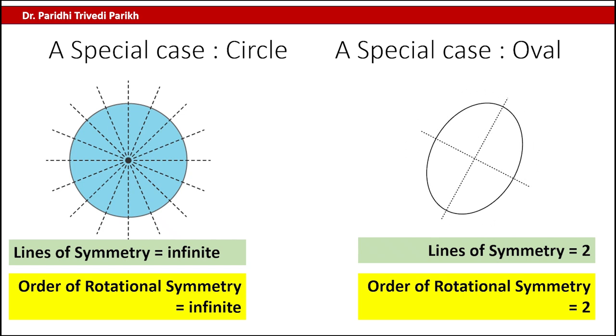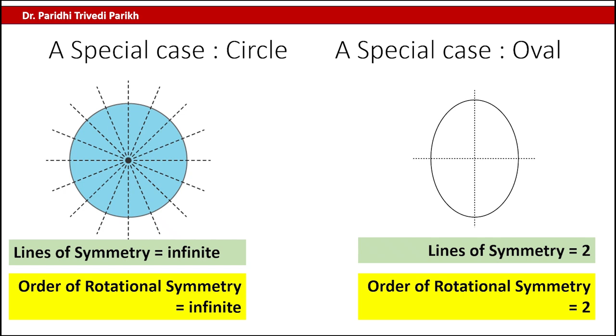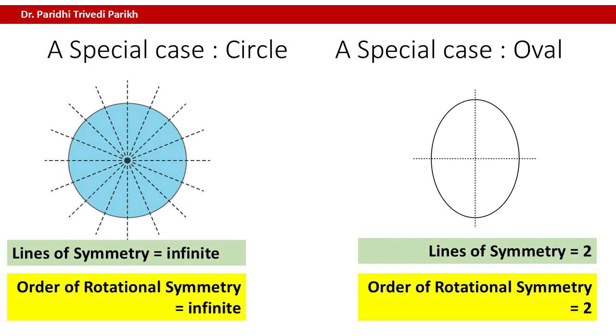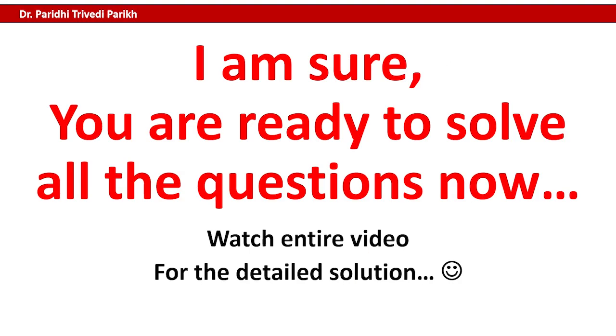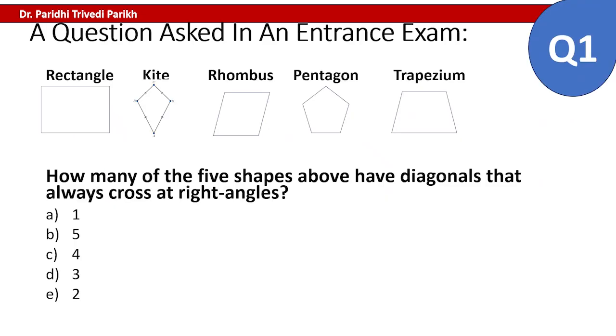Now, when you talk about an oval, if I rotate it by 180 degrees, I can get the same shape, but not in any other position. So the lines of symmetry, as shown in the figure, are 2, and the order of rotational symmetry is also 2, because one is the original position and the second is the 180 degree movement of the oval. Okay, by now I'm sure you are ready to solve all the questions. Watch the entire video for the detailed solution.